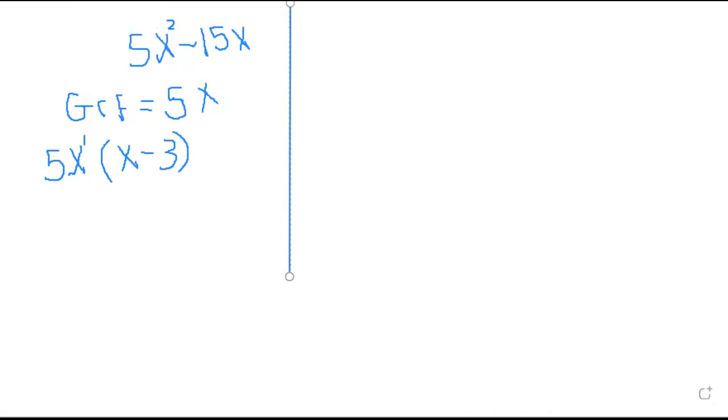In case we have negative 50a to the power of 2, b to the power of 2, plus 15a to the power of 3, minus 5a. So what is the GCF in this question?